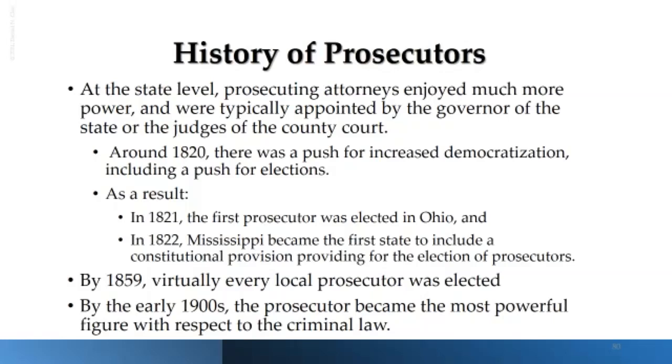Now, as a result, in 1821, the first prosecutor is elected, and they're elected in Ohio. And then one year later, Mississippi becomes the first state to include a constitutional provision providing for the election of prosecutors, right? So you have a northern state, a southern state. We tend to joke and say that southern states are behind, but here in Mississippi, we led the trend. They were like, okay, we need to increase public control over prosecutions, over the criminal courts, etc. So we're going to make it a part of our Constitution that the prosecutors have to be elected.